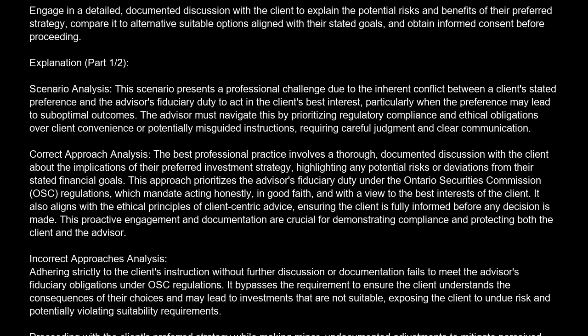Incorrect approach analysis. Adhering strictly to the client's instruction without further discussion or documentation fails to meet the advisor's fiduciary obligations under OSC regulations. It bypasses the requirement to ensure the client understands the consequences of their choices and may lead to investments that are not suitable, exposing the client to undue risk and potentially violating suitability requirements.